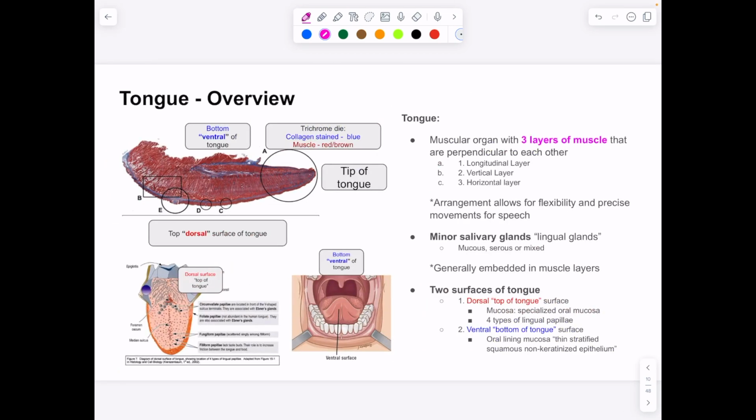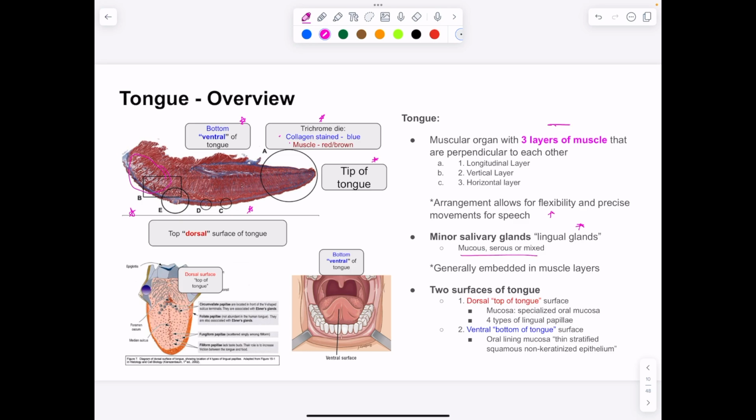All right, so then moving on, we are going to take a look at the tongue. This cross section of the tongue is flipped. So here we have the dorsal, aka top border, and then the bottom ventral surface of the tongue on the top here, and then the tip of the tongue. This set of slides was stained with trichrome dye, so collagen is blue and the muscle is red. The tongue has three layers of muscle, which we'll get into, to allow for flexibility in speech. And then, as we'll see here, we have minor salivary glands, aka the lingual glands.